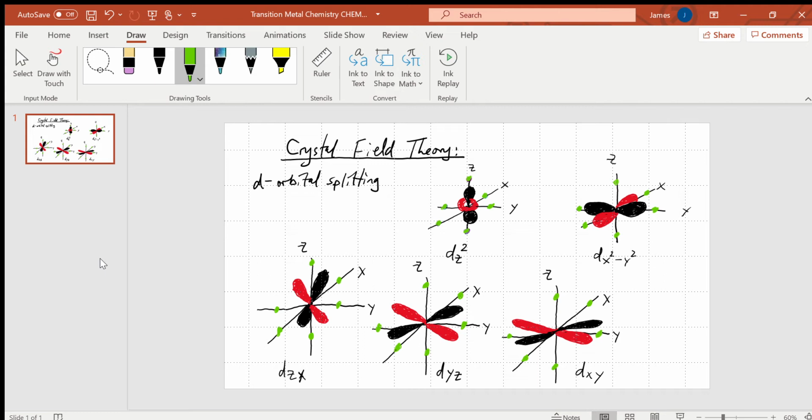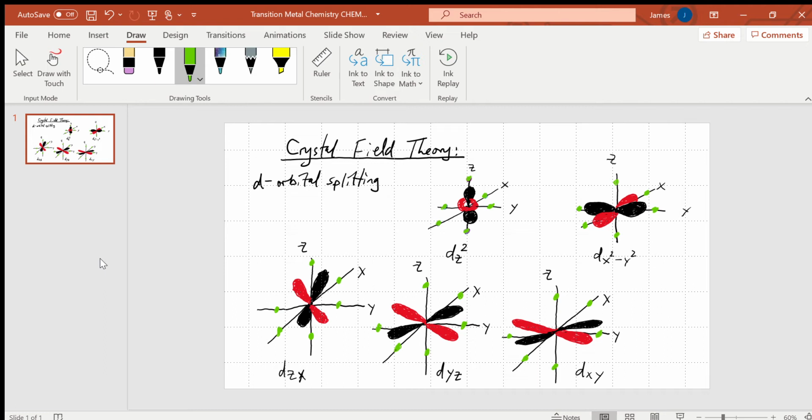Then down here we have the dzx, where the lobes are between the z and the x-axes, so I've tried to make it look like it's between the z and the x-axes. The dyz, or the dzy, whichever you prefer, where the orbitals are between the y and the z-axes. And then finally the dxy orbital, where the lobes are between the x and the y axes.